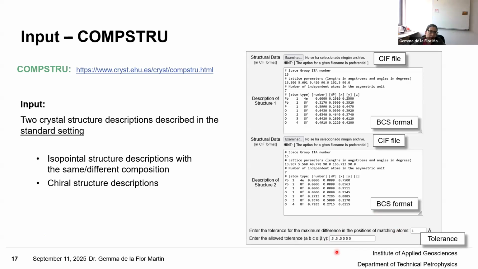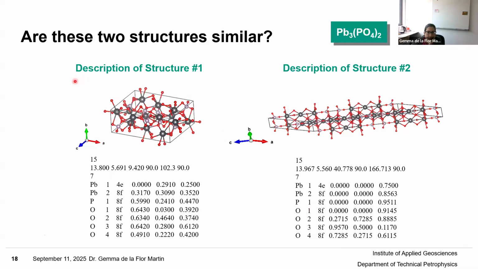Then remember that the program COMPSTRU is able to compare isopointal structures with the same or different composition, and also to compare chiral structure descriptions. So let's go back to this example, and let's analyze if they are similar structures or two different phases of the same compound.